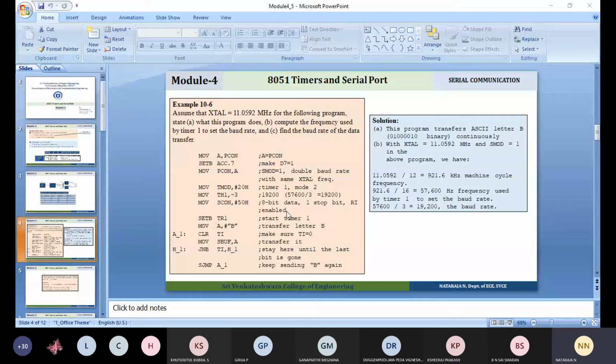See, very important topic, 6 marks. Definitely they will ask to find the baud rate. Chandan RV. SMOD 0. 22 megahertz.